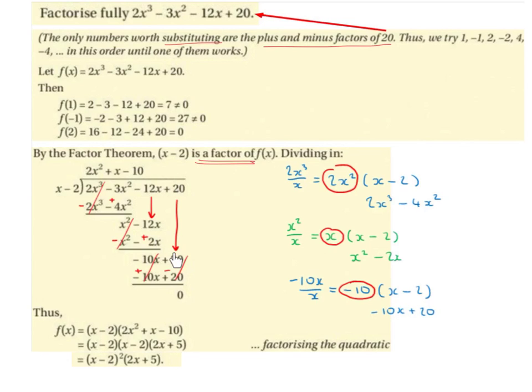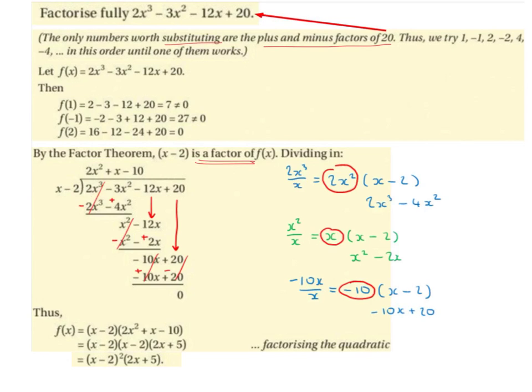Now we bring down the plus 20. Now we repeat the process. We take the highest power of x inside the bus stop, which is minus 10x, divided by the highest power of x outside the bus stop, which is x. Minus 10x divided by x is minus 10. This goes on top of the bus stop. We then multiply minus 10 by x minus 2. Minus 10 by x is minus 10x. Minus 10 by minus 2 is plus 20. Write this down under here, change the signs, these cancel, and we're left with 0.